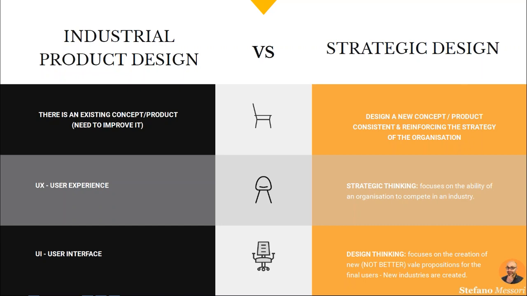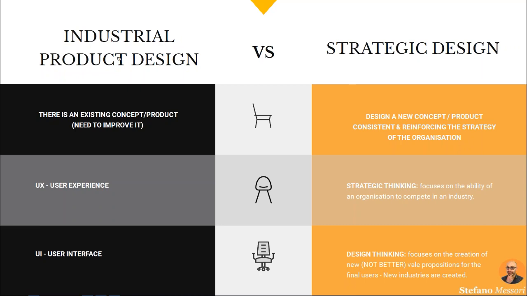We have strategy that is very rational and design that is very creative. As we will see in the next part of the presentation, there is a dualism that is difficult to overcome. Bringing them together is like bringing together the left side of the brain and the right side of the brain. So in conclusion, the difference between industrial product design and strategic design is the starting point.